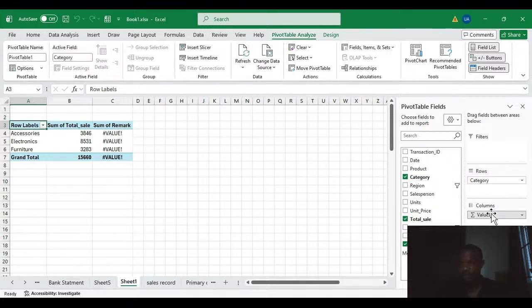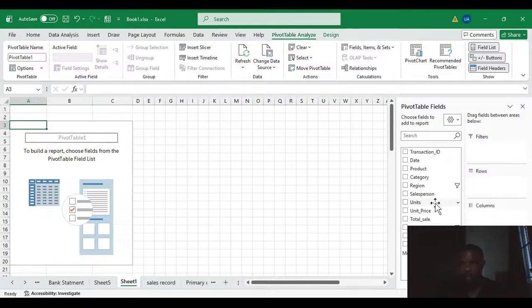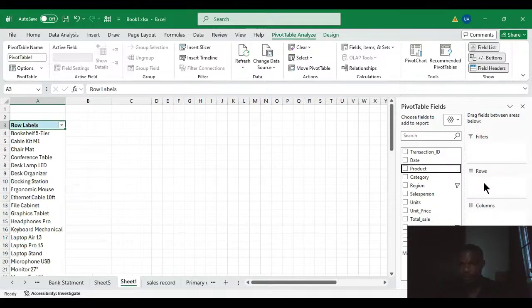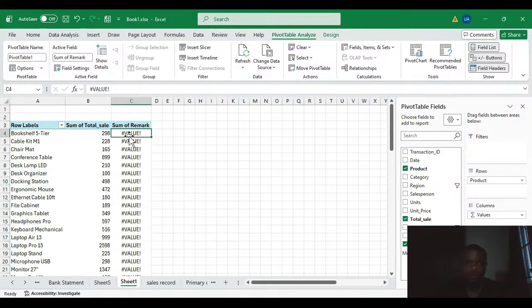I'm just going to remove this out. I'll just bring in my, okay, what I want to have is the product, and I want to have the total sales. Let's see the remark here, if remark will show. Okay, it's not showing any value here.